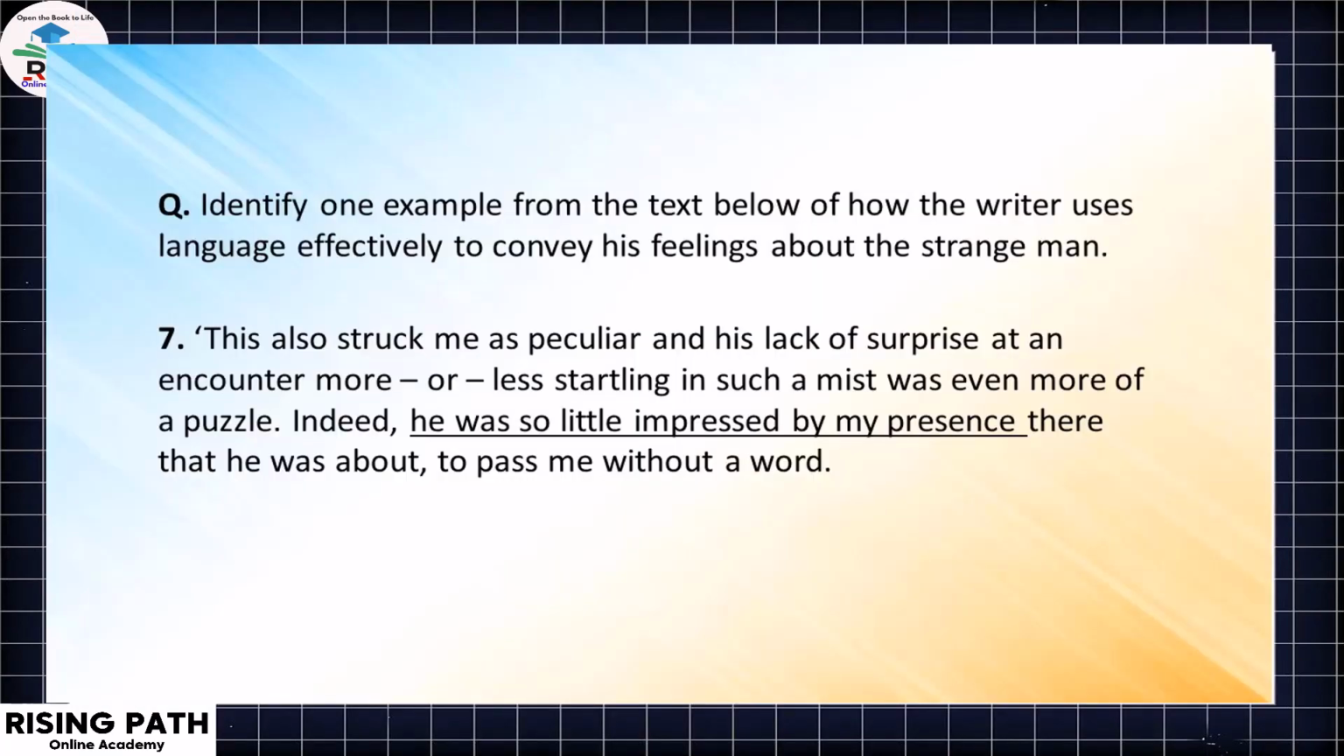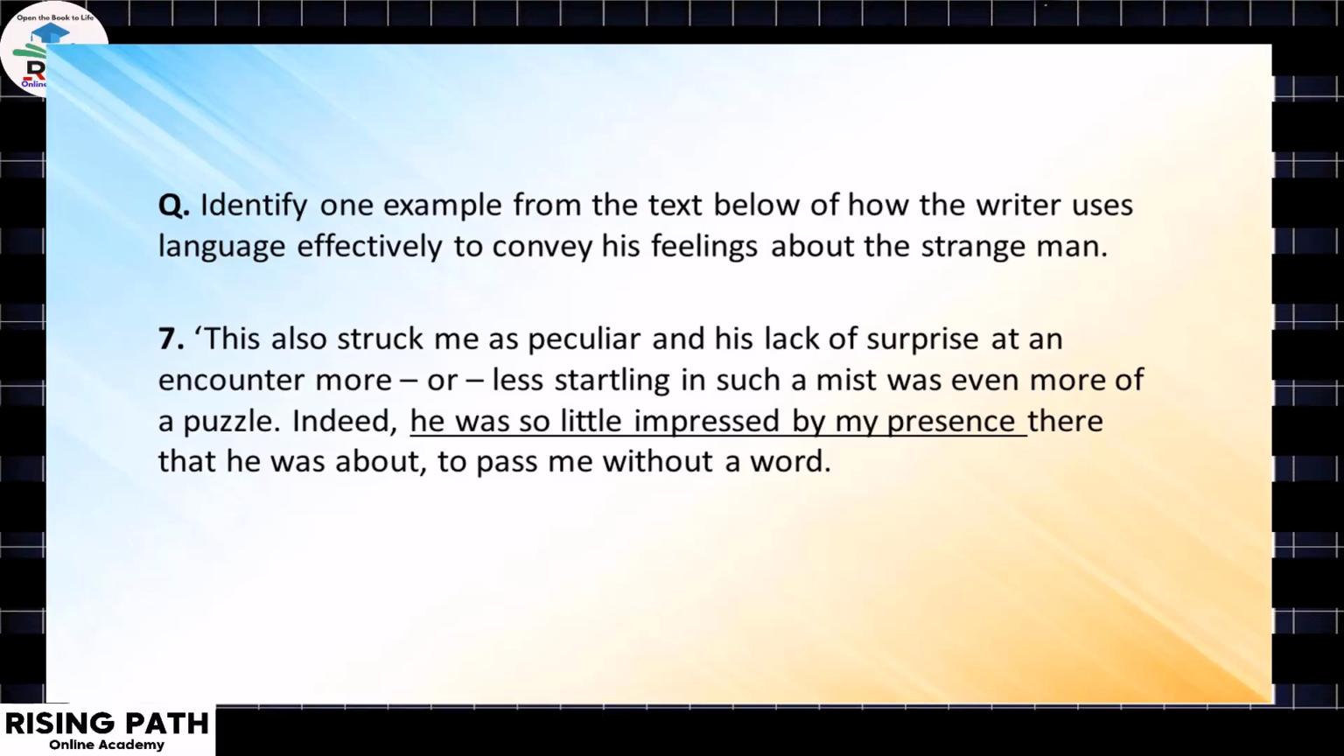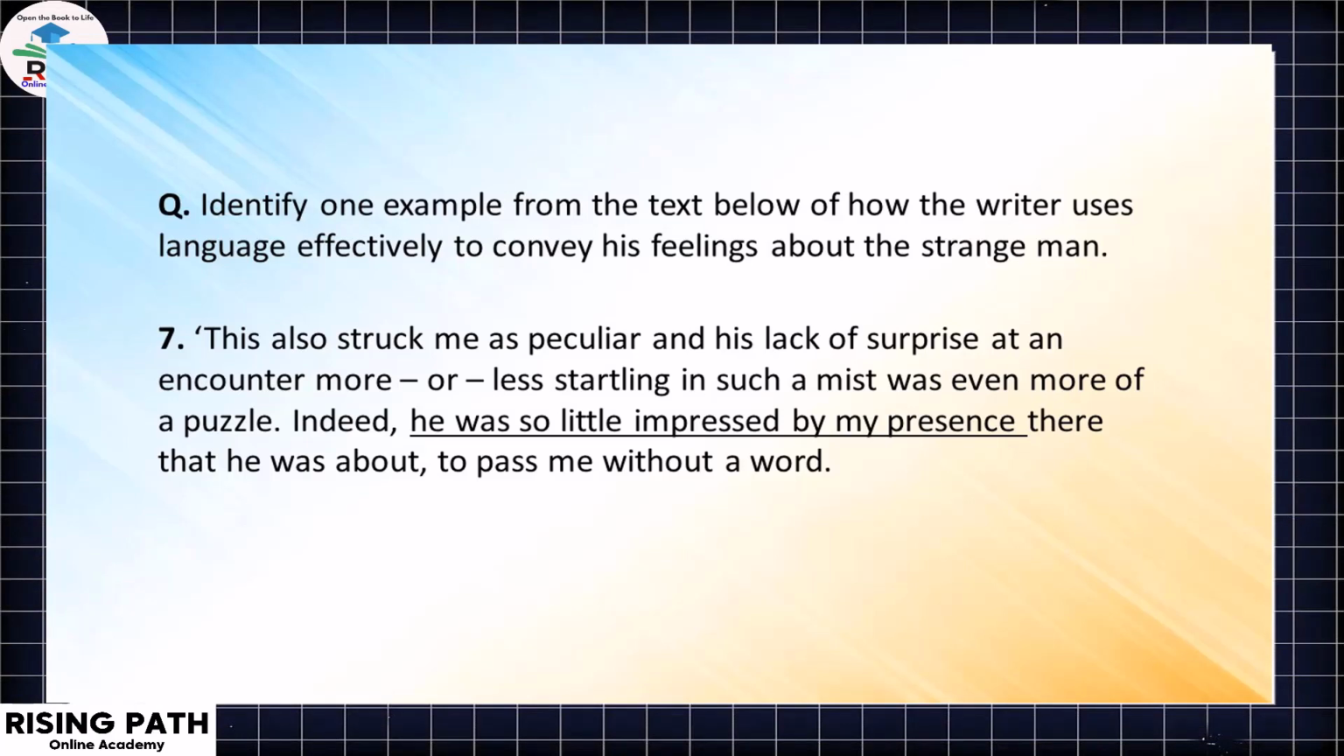Now let's attempt another question, the last question of question number 2, language and its effect. I'm going to read the question. Identify one example from the text below of how the writer uses language effectively to convey his feelings about the strange man. This extract has been taken from paragraph 6 of the passage, The House in the Mist: this also struck me as peculiar, and his lack of surprise at an encounter more or less startling in such a mist was even more of a puzzle. Indeed, he was so little impressed by my presence there that he was about to pass me without a word.